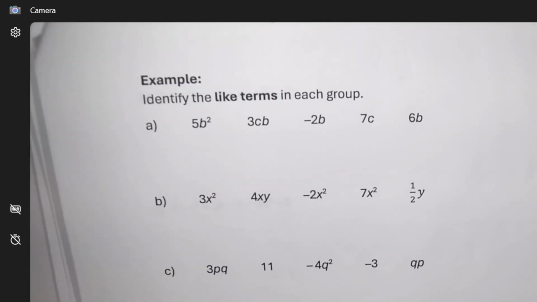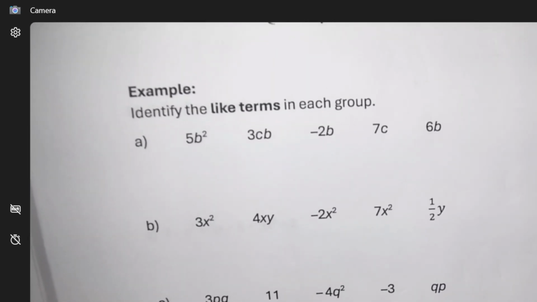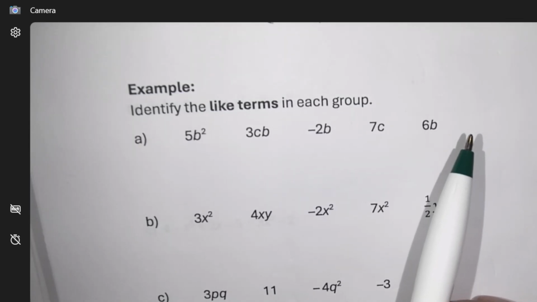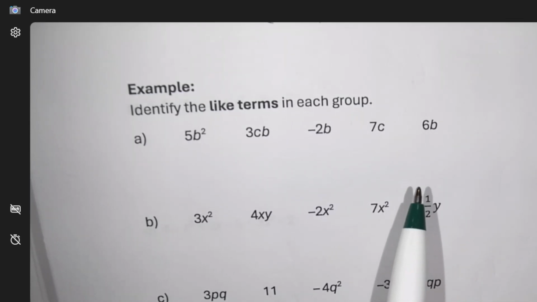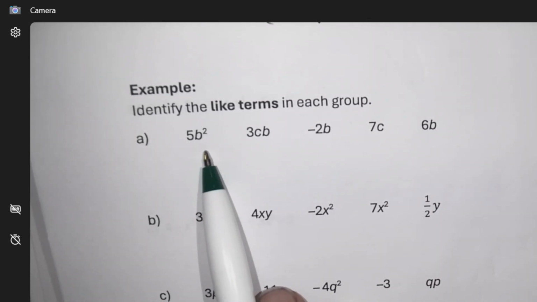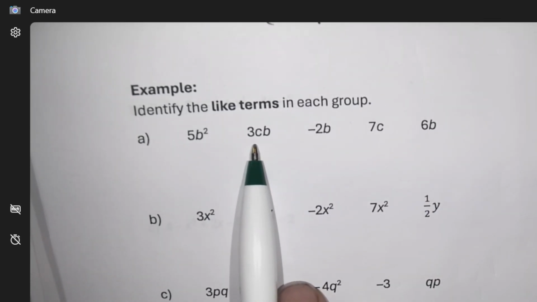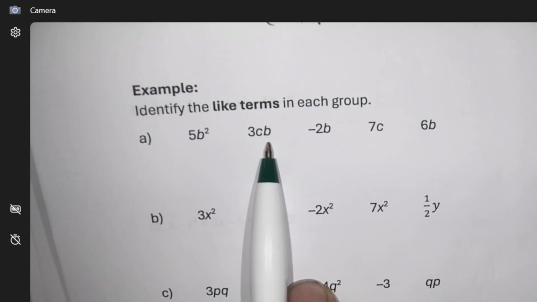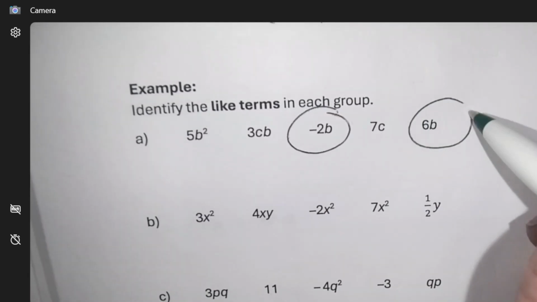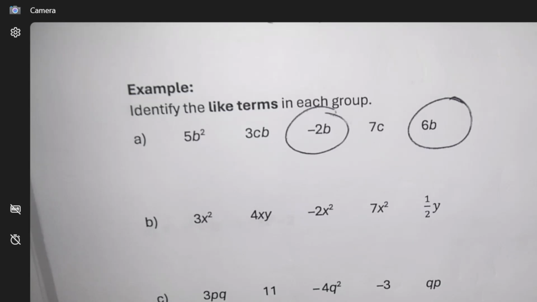Okay, so the first example says identify like terms. So this has just a b squared. Do you see anything else that has just a b squared with it? No. That's just ab. Is that the same as a b squared? No. Okay, this one has a cb. Do you see anything else that has cb? No. This one has just ab. Do you see anything else? Okay, so then those are something that's like each other. You could put those together.